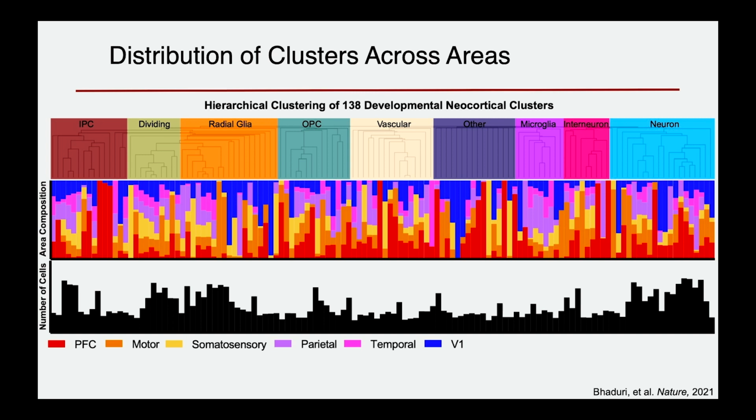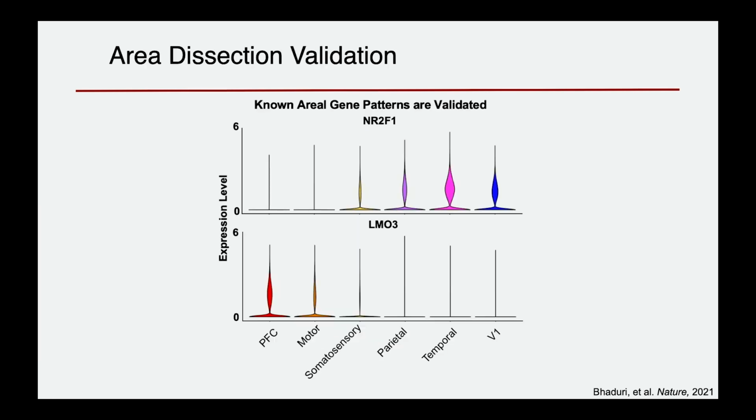And what we saw was that for the most part, most of these clusters were distributed across different cortical areas. However, there were a few that were strongly enriched in either the visual cortex or the prefrontal cortex, and we thought that this was really interesting and wanted to understand this distribution of cell types and area and identity more finely. The first thing that we did was we wanted to first validate that our areal dissection anatomically made sense.